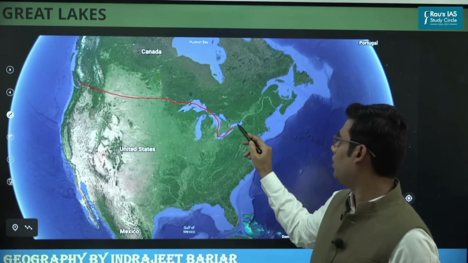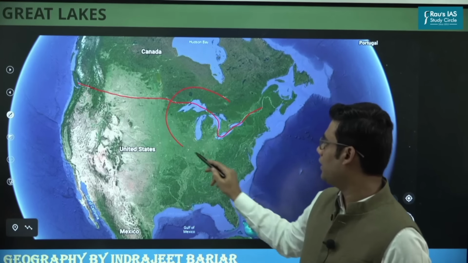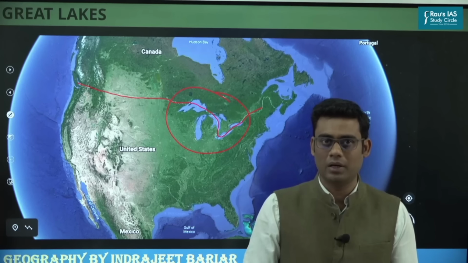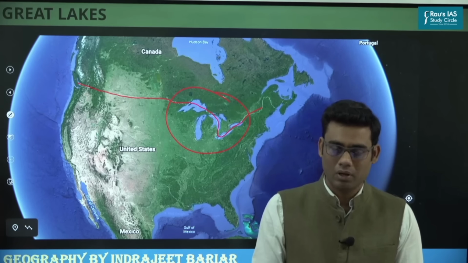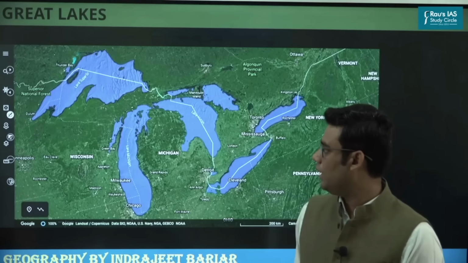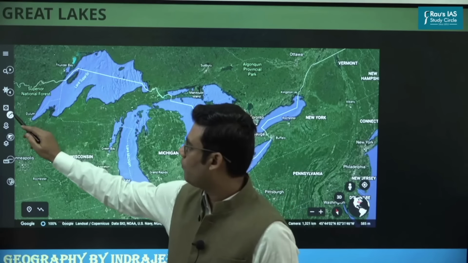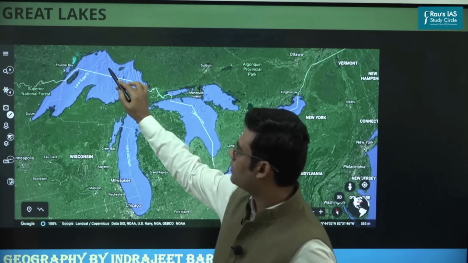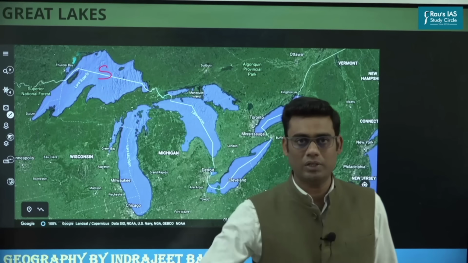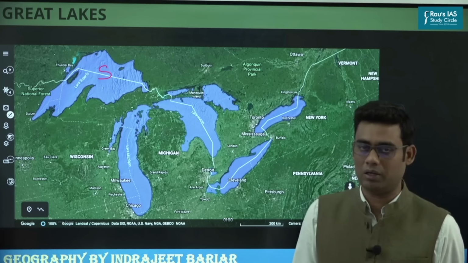And right there along the boundary lies this lake system, a system of 5 lakes now called the Great Lakes. So if we look at the Great Lakes and the constituent lakes of this system, we have these 5 lakes over here. The first lake is called Lake Superior, the first lake of the system.